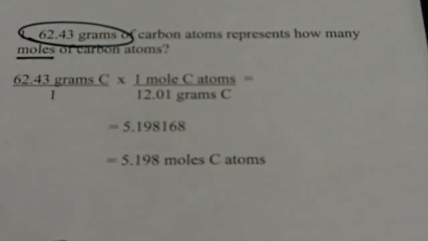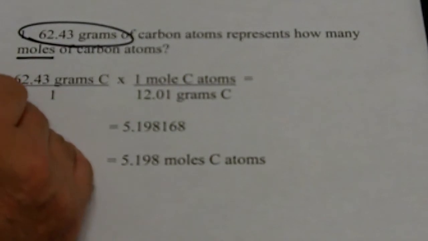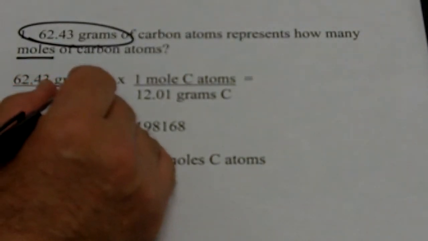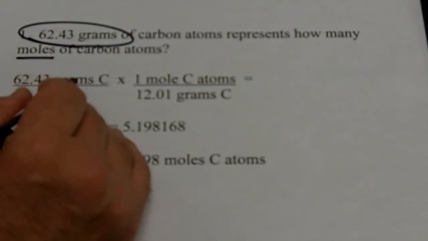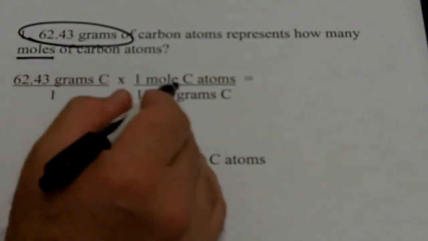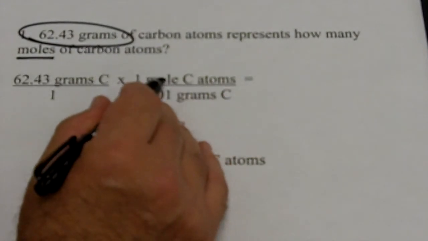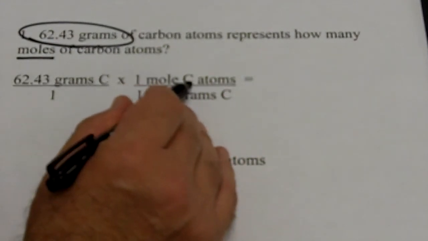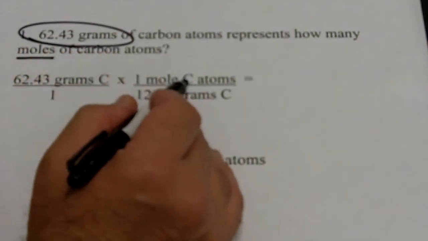So the first thing we want to do is take the number that we've circled and put that over 1. So we have 62.43 grams of carbon divided by 1. That 1 holds a place for us. Whatever unit is in the upper left-hand corner goes in the lower right-hand corner, and whatever unit I want goes in the upper right-hand corner. I'm looking for moles of carbon. That's what goes right there.